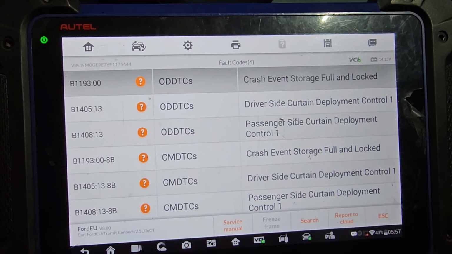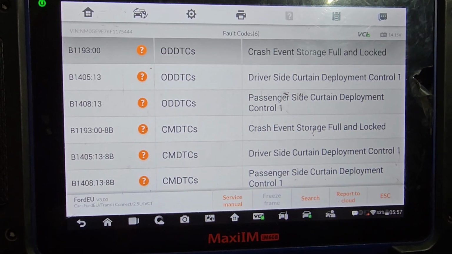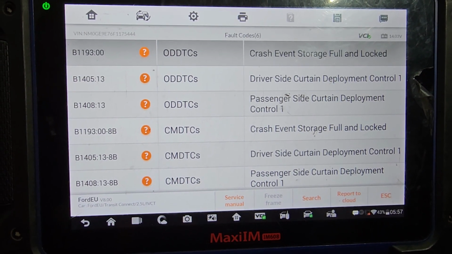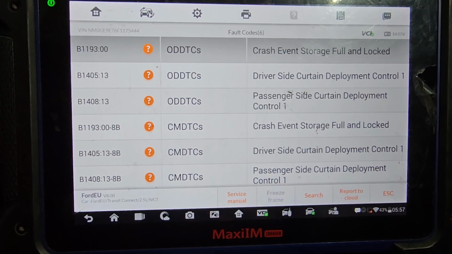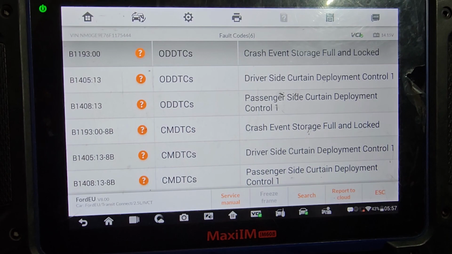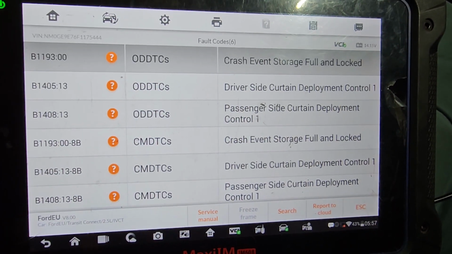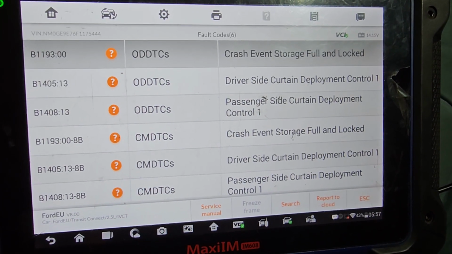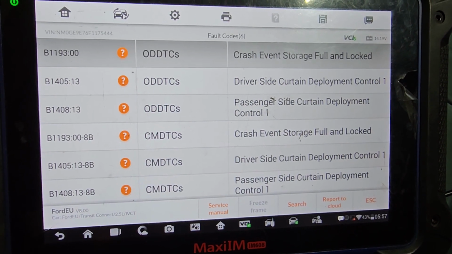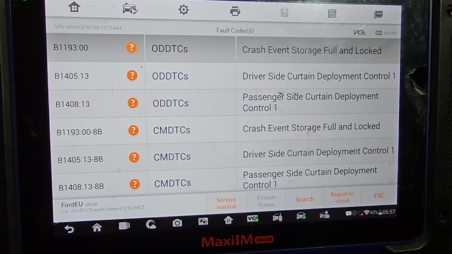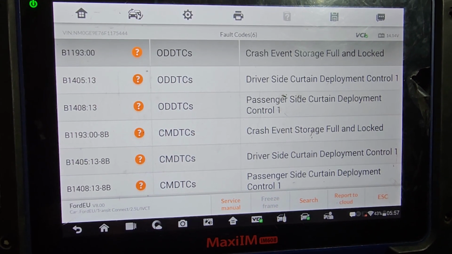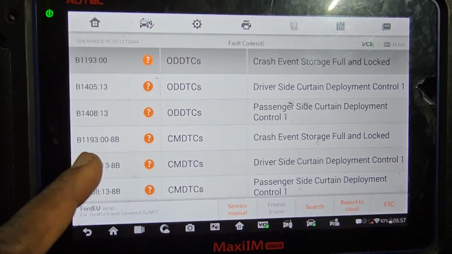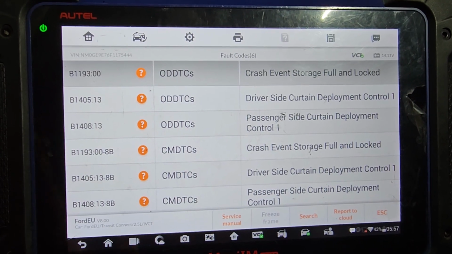Wow, crash event storage full, unlocked. Driver side curtain deployment. Wow, passenger side curtain crash event storage. Driver side curtain, passenger side curtain. Wow, so what we need to do is unlock this system and clear the crash data, if we can do it by OBD-II. If you don't do that, you will not be able to do anything. So we know what's wrong.